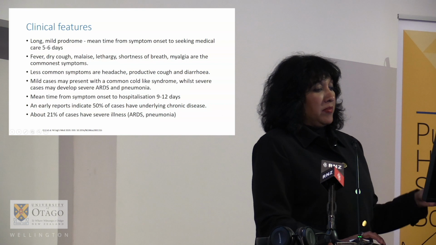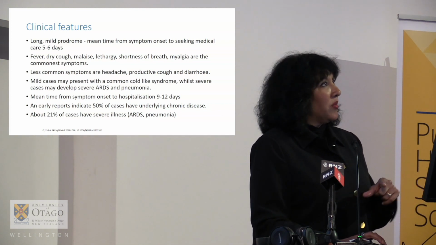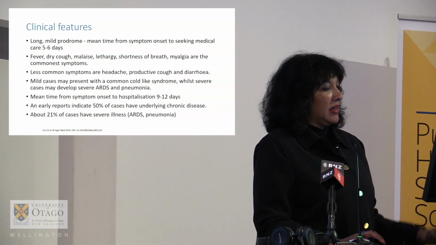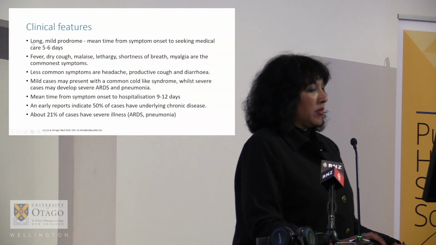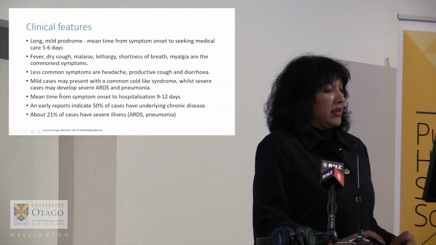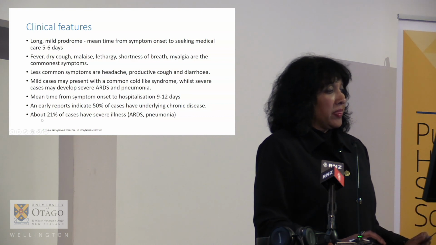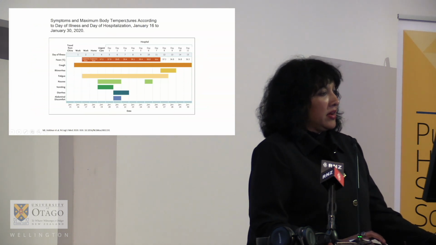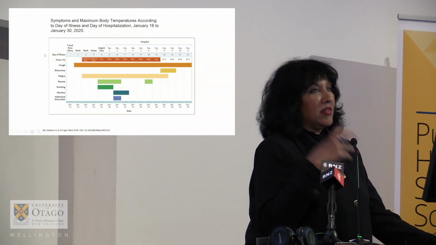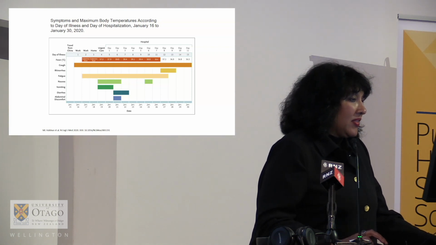The mean time from symptom onset to hospitalisation is 9 to 12 days. So it's quite a long prodrome before people get severely ill, and that's been consistently reported. Other early reports suggest 50% have chronic underlying illnesses, about 21% go on to have severe illness. This is the first case that occurred in the US, and it's interesting because there's really detailed clinical data on this patient, and you can see that he began feeling ill.